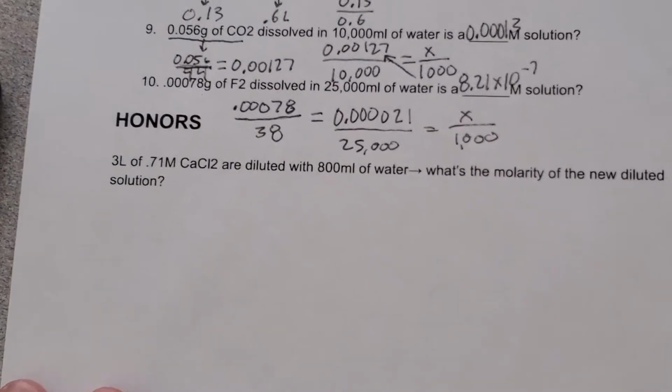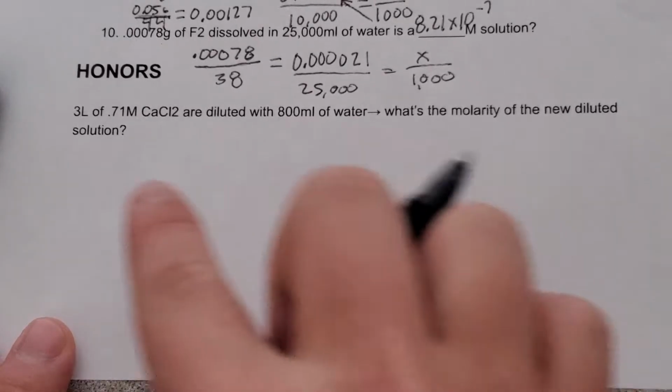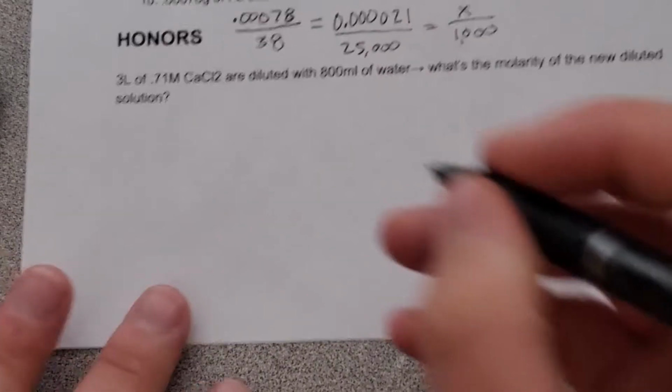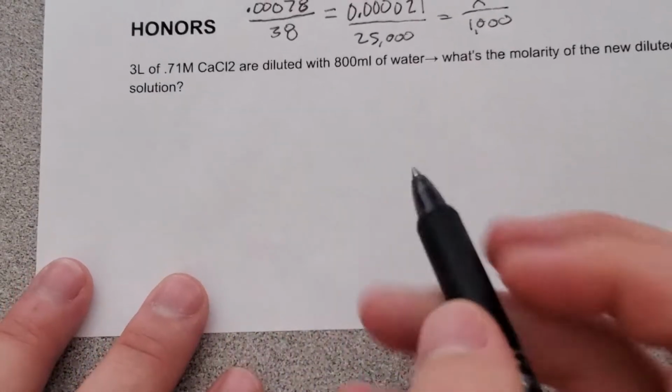All right, last up, this is for honors right here. 3 liters of 0.71 calcium chloride are diluted with 800 milliliters of water. What's the molarity of the new diluted solution? Okay, so how do we start this off? We want to find how many moles of CaCl2 we have.